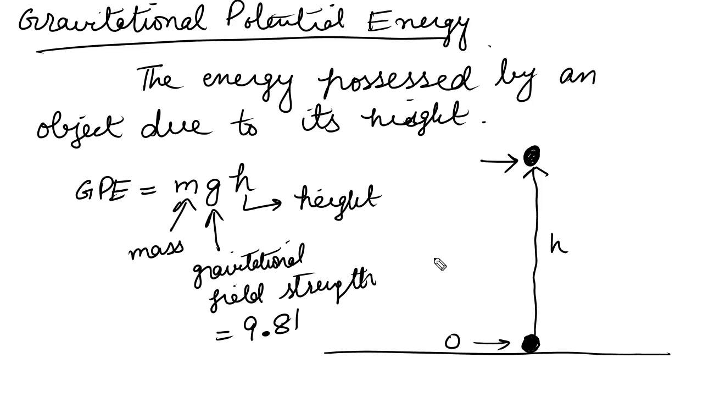So m is constant because the mass of the object will not change if it covers some height. m is constant, g is constant, h can be varied. So we can say that if the object has more height, it possesses more gravitational potential energy, and if the object has less height, it will have less gravitational potential energy.